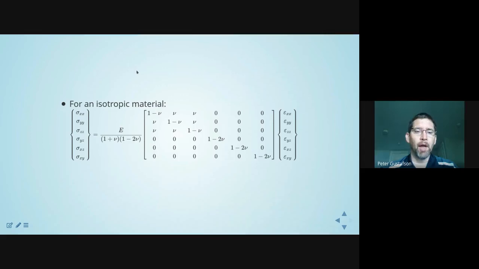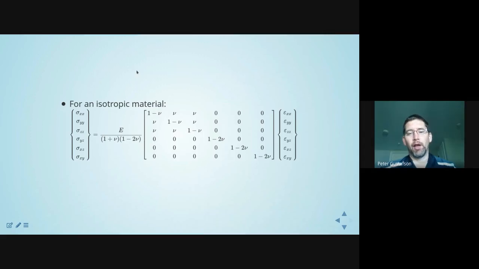We left off last time. So just to remind you what we were doing, we were talking about constitutive relationships. And that word constitutive is just a fancy word that means the relationship between stress and strain in a given material. And it can be a rather complex relationship.